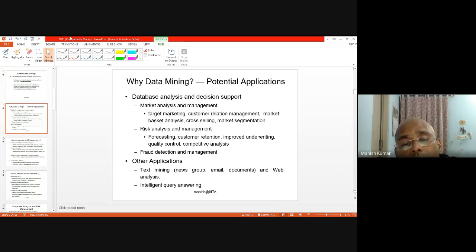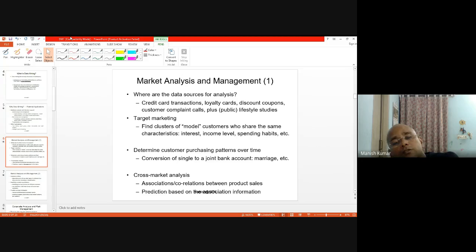We also go for text mining analysis and web mining analysis. It might be useful for intelligent query answering as well. In market basket analysis, as I told you, it can be credit card transactions, loyalty cards, discount coupons, customer complaint calls, or lifestyle studies. All these come under this. Then target marketing is clustering of customers in terms of interest, income level, spending habits, etc. These days, I think this is a prominent analysis in marketing. Likewise, we make use of associations, correlations, predictions, and other things.